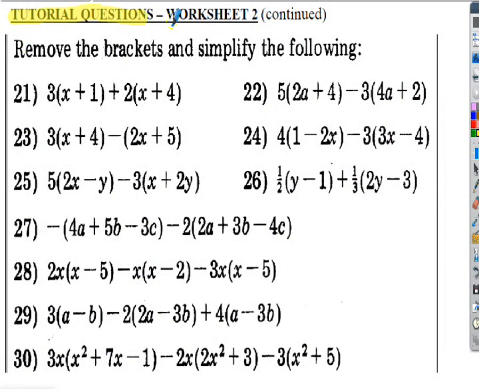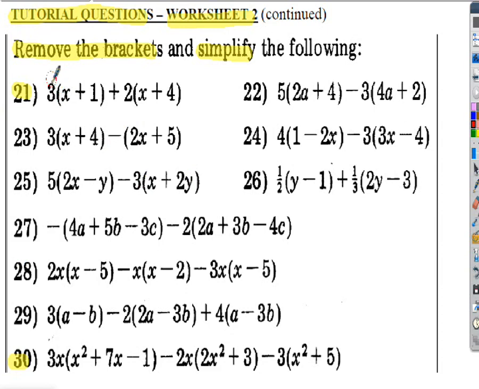Tutorial questions, worksheet 2 continued. Again, we're asked to remove the brackets and simplify the expressions. This time we have question 21 through to question 30. Notice in question 21 we have 2 brackets here to consider.